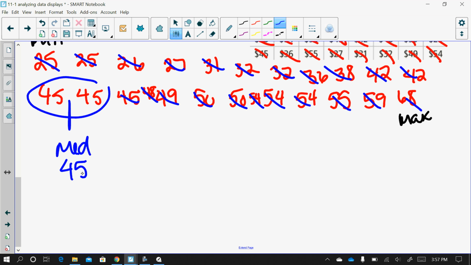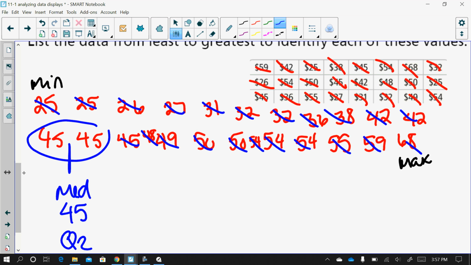When you have 2 in the middle, you have to find the average of the 2. These 2 are the exact same number, so that's pretty easy. But maybe it was like a 46 and a 48. You would take 46 plus 48 and divide it by 2. So you get the middle number. Median we also sometimes call the quartile too, and I label that Q2. That's an important number.